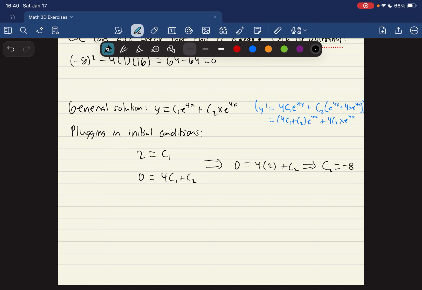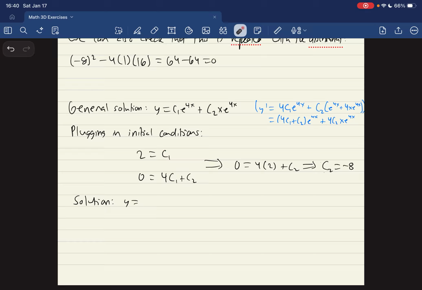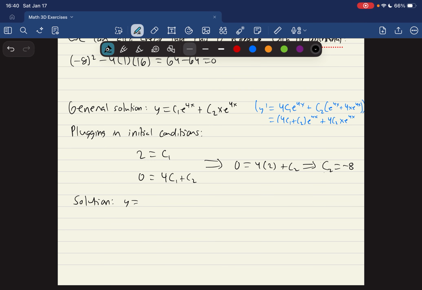And thus, the solution corresponding to our initial conditions is given by y is equal to, now we just plug in these constants back into our general formula, y is equal to 2e to the 4x minus 8x e to the 4x. Nice.